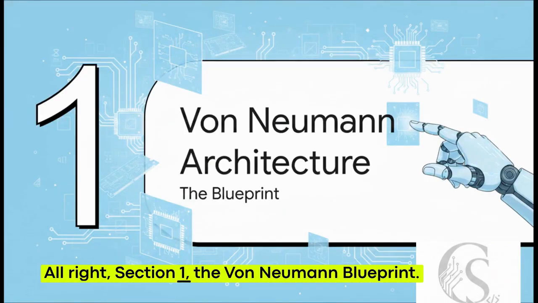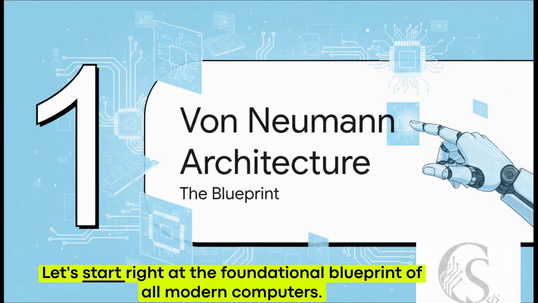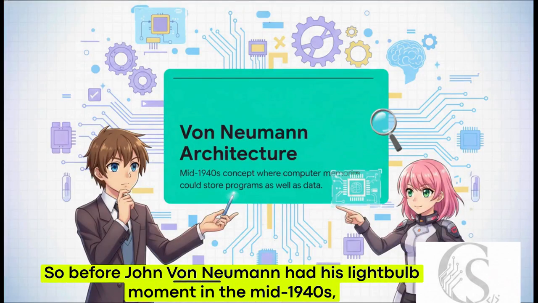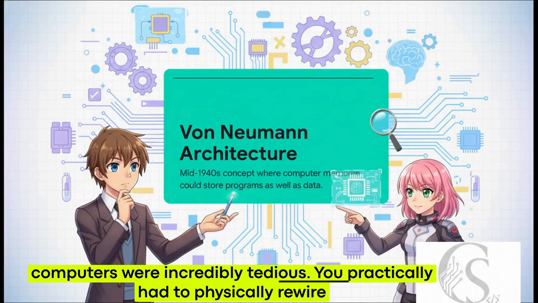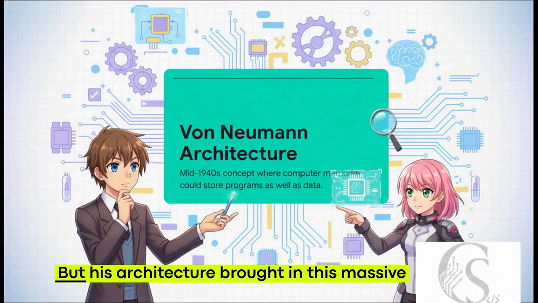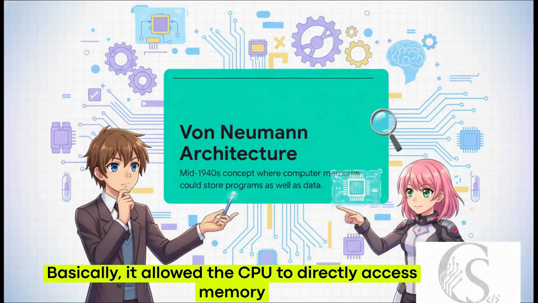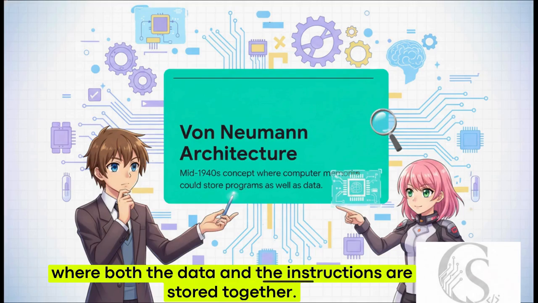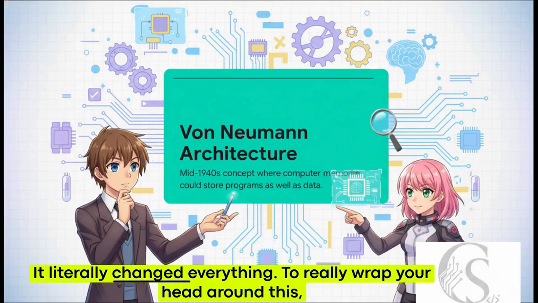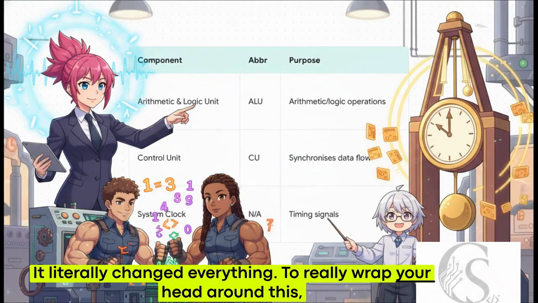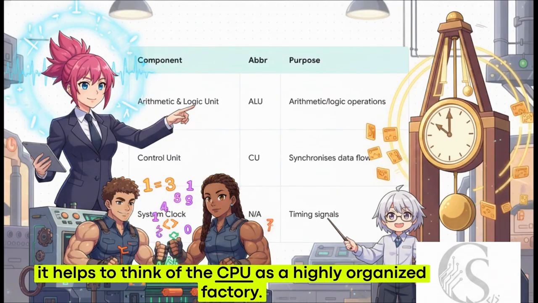All right, Section 1, the von Neumann blueprint. Let's start right at the foundational blueprint of all modern computers. Before John von Neumann had his light bulb moment in the mid-1940s, computers were incredibly tedious. You practically had to physically rewire them just to run a new calculation. But his architecture brought in a massive game changer called the stored program concept. Basically, it allowed the CPU to directly access memory where both the data and the instructions are stored together. It literally changed everything.